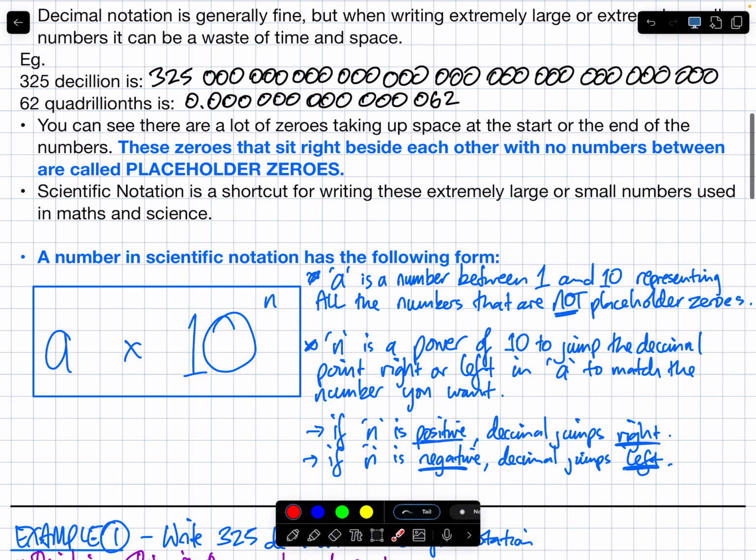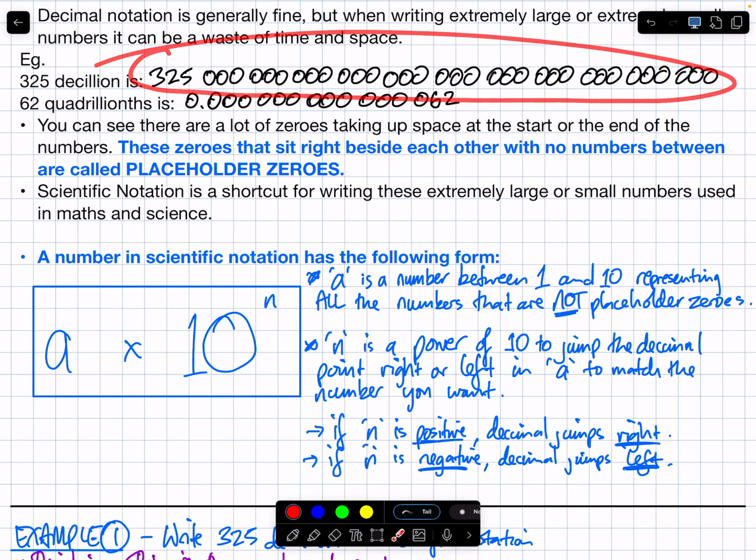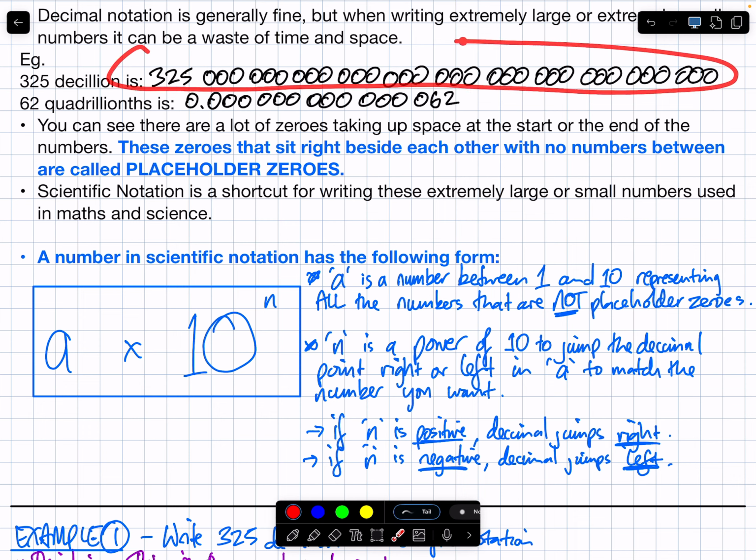So in this giant thing here, this one that I've circled, 325 and 33 zeros, what are the numbers that aren't placeholder zeros in this? 3, 2, and 5. Good. Is 325 a number between 1 and 10? Is 32.5 a number between 1 and 10? Would 3.25 be a number between 1 and 10? Good. So that's what A would be if I wanted to write that in scientific notation.